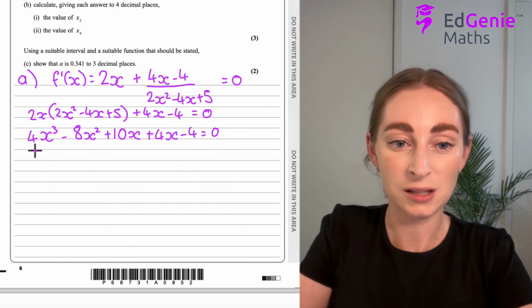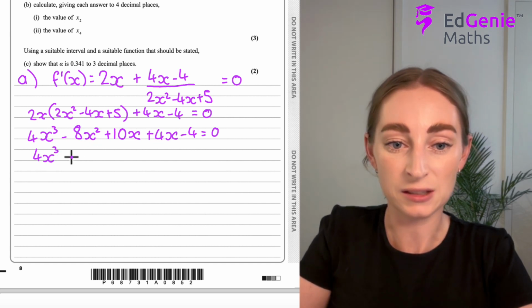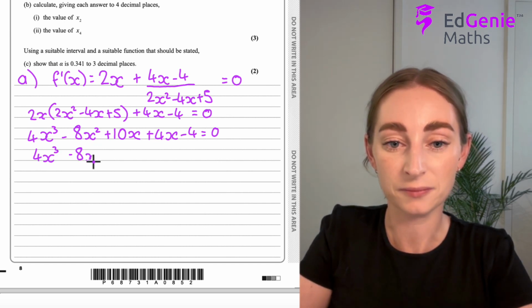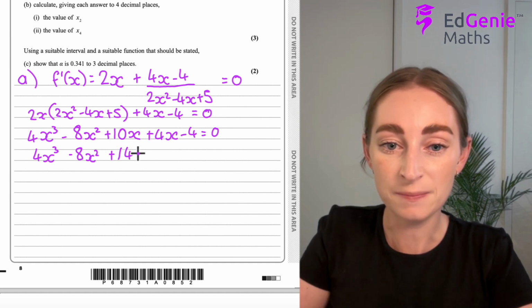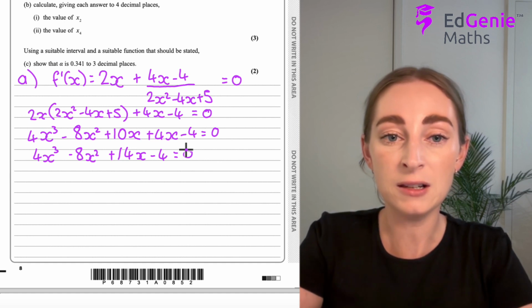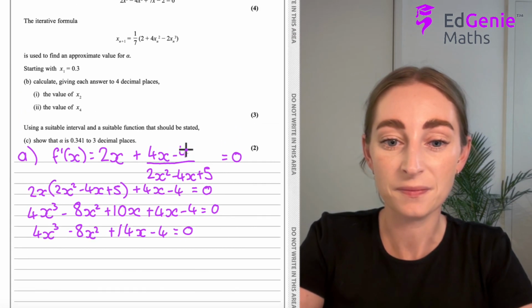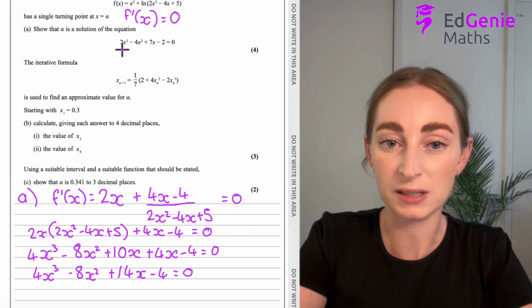Simplify this. So collect all the cubes. Collect the squares. Then all the x's, so you can see we've got 14 minus 4. So now have another look at the question and see what format they want it in.